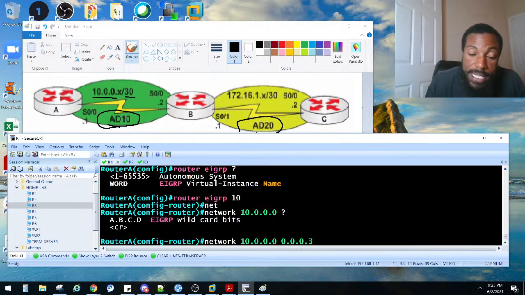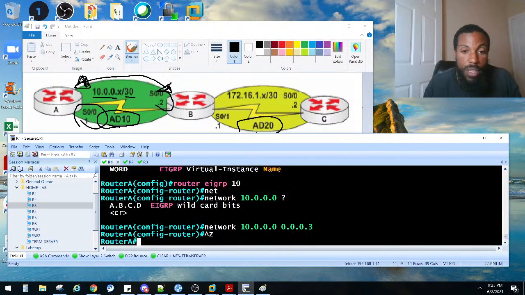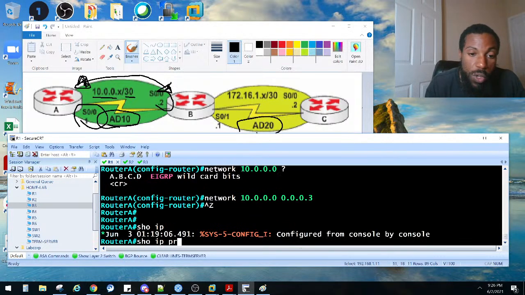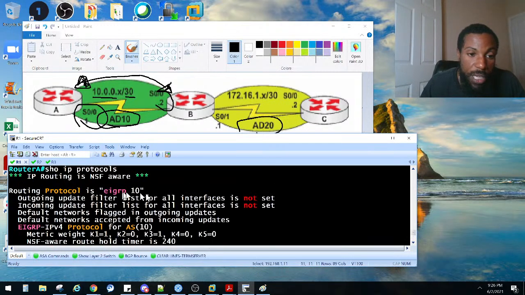So this network statement should theoretically put that interface in EIGRP. We got to do the same thing on that for them to become EIGRP neighbors, right? Remember, for them to be EIGRP neighbors, we got to enable EIGRP on their interfaces, right? So let's go ahead and do that. We did it on this side. Press enter. If we do show IP protocols, we'll see what is running on here. We are running EIGRP 10.